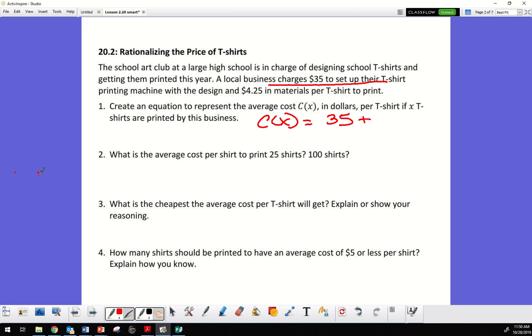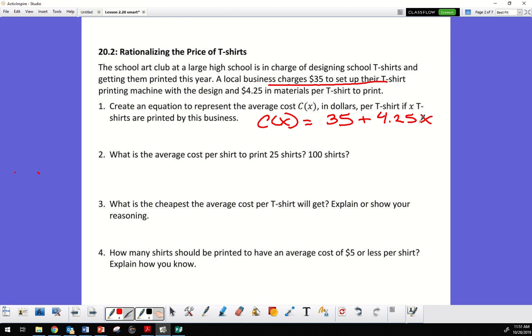Now I'm adding. I'm going to have a rate. So how much is it per shirt? $4.25. And now I'm going to have multiple shirts, right? So it's going to tell me how many shirts. So it's going to be an X, right? Plus 4.25x. But now I want the average cost.